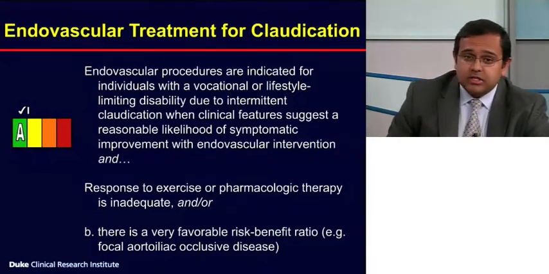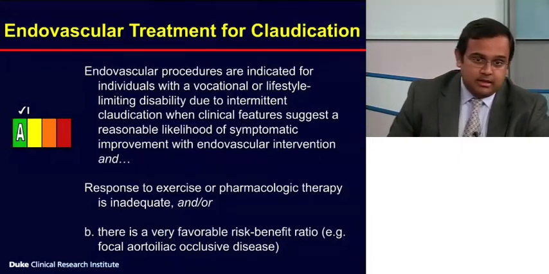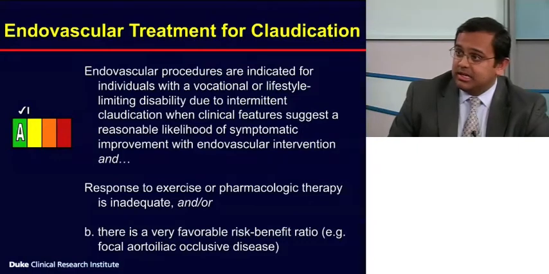So I guess the last statement here is the most important. They say there's a very favorable risk-benefit ratio. You should consider doing endovascular treatment. Obviously, that's in the eye of the beholder and what you think you can get done. But aortoiliac occlusive disease, as I stated, is one of the ones they mention where they think there's a benefit.